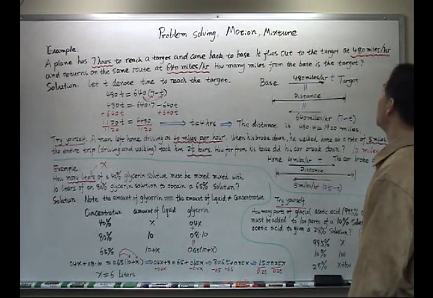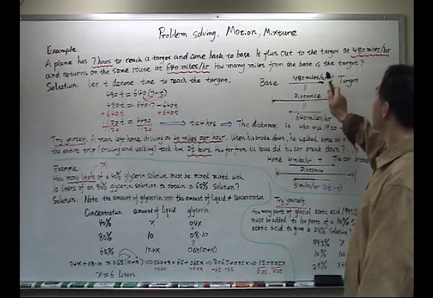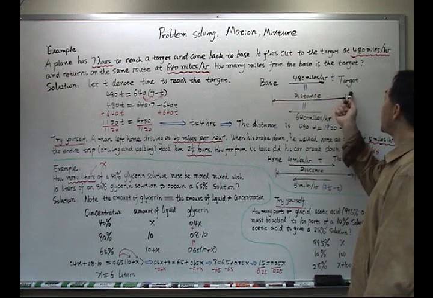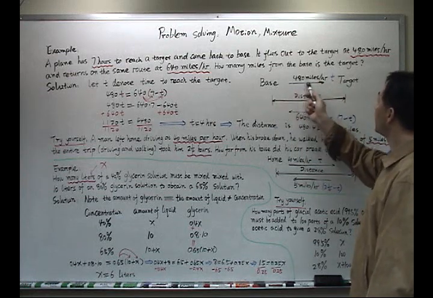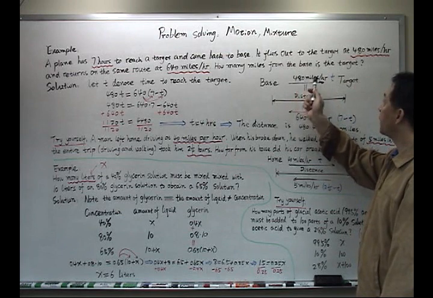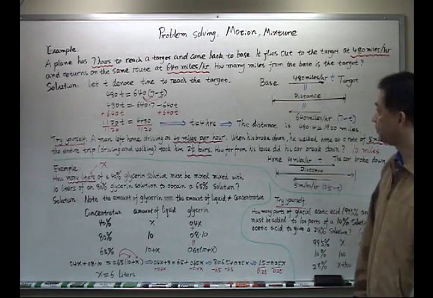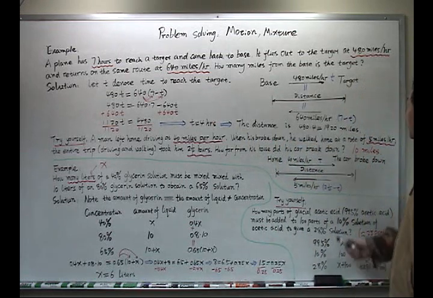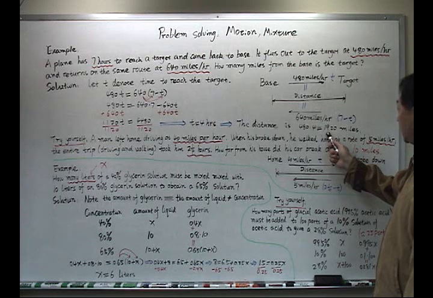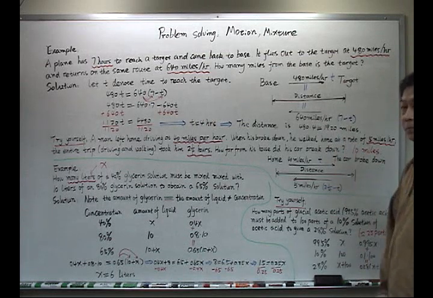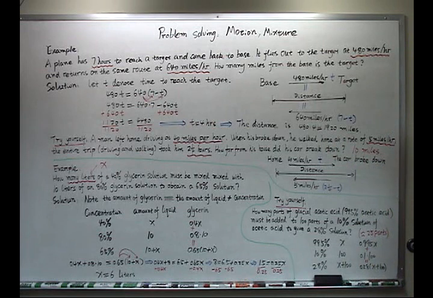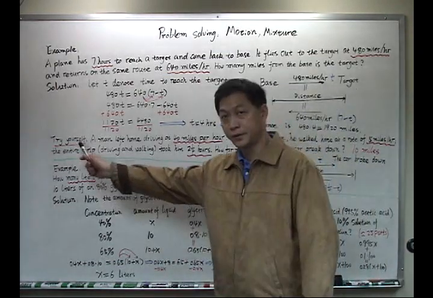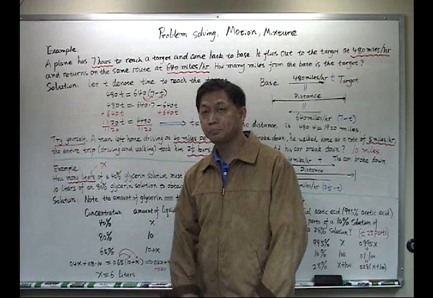Okay? Now we know t is 4 hours. Going from the base to the target is 4 hours. We know the speed is 480 miles per hour. Then, of course, the distance would be 480 times t, which gives us 1920 miles. That's the solution. All right. Now, try yourself. This one is similar.